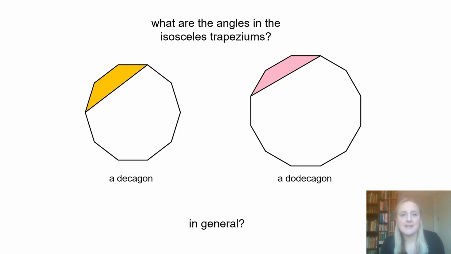And more from Don, where he's saying, the isosceles trapezium that you can get from cutting off the side of a polygon, how can we find the angles in those? And then he asks to generalize.